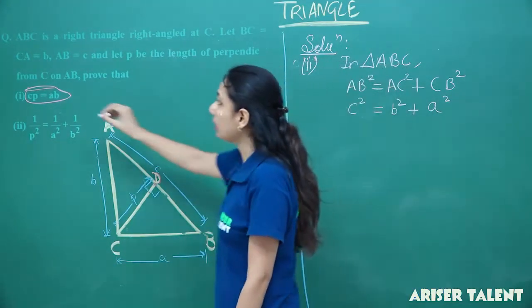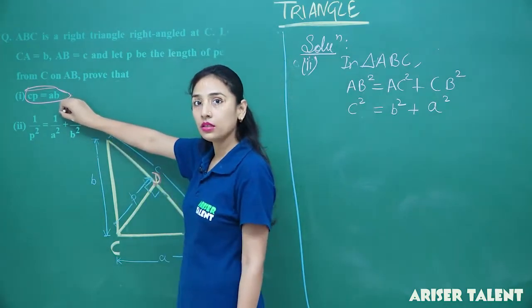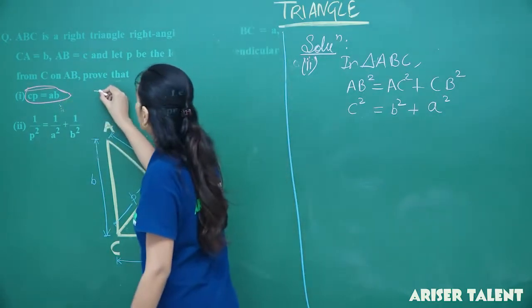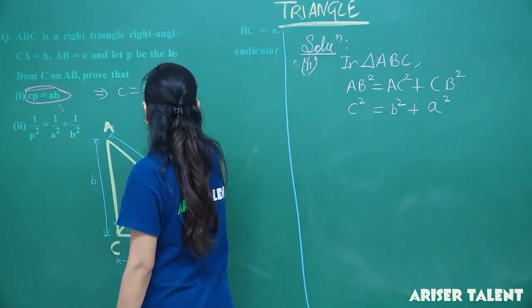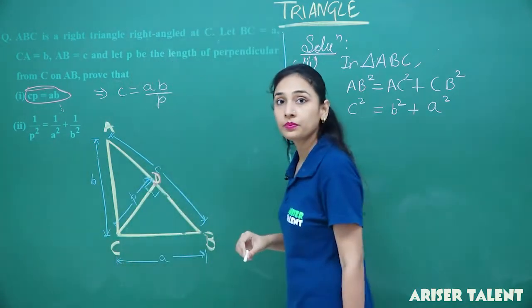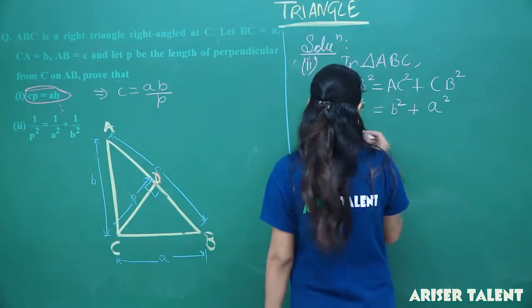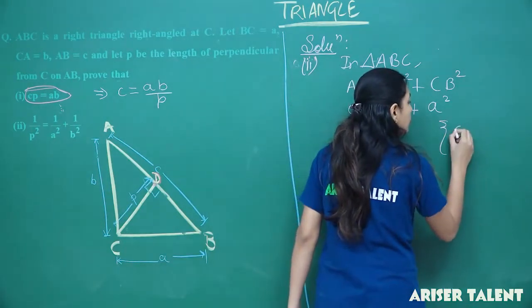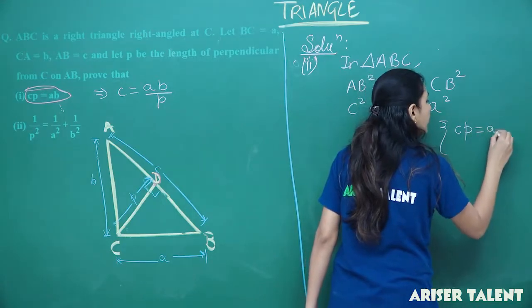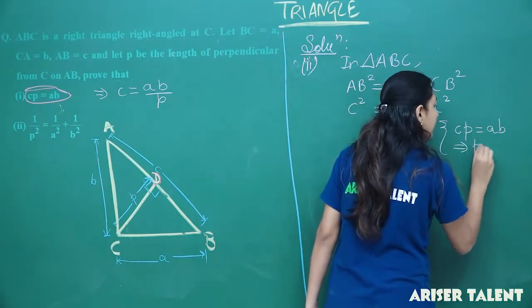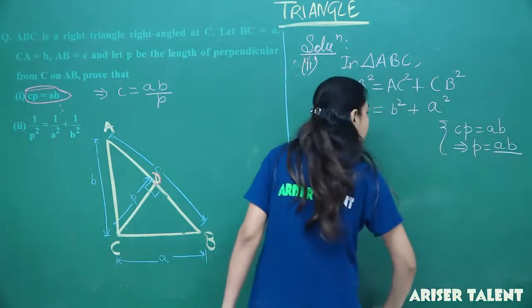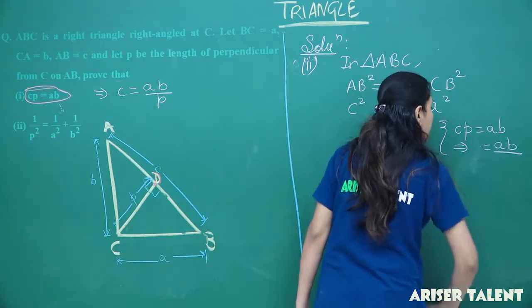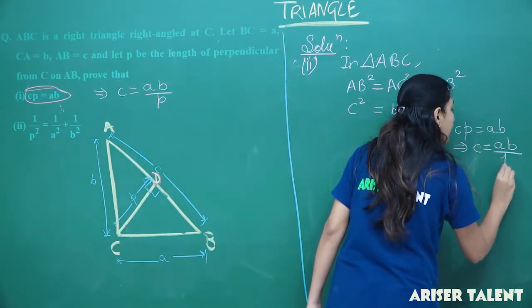Now, the value of C, we have proved that one, students. Right? So, here we can say that the value of C is AB by P. So, we can say that CP equals AB implies that C equals AB by P. Right, students? C equals AB by P.